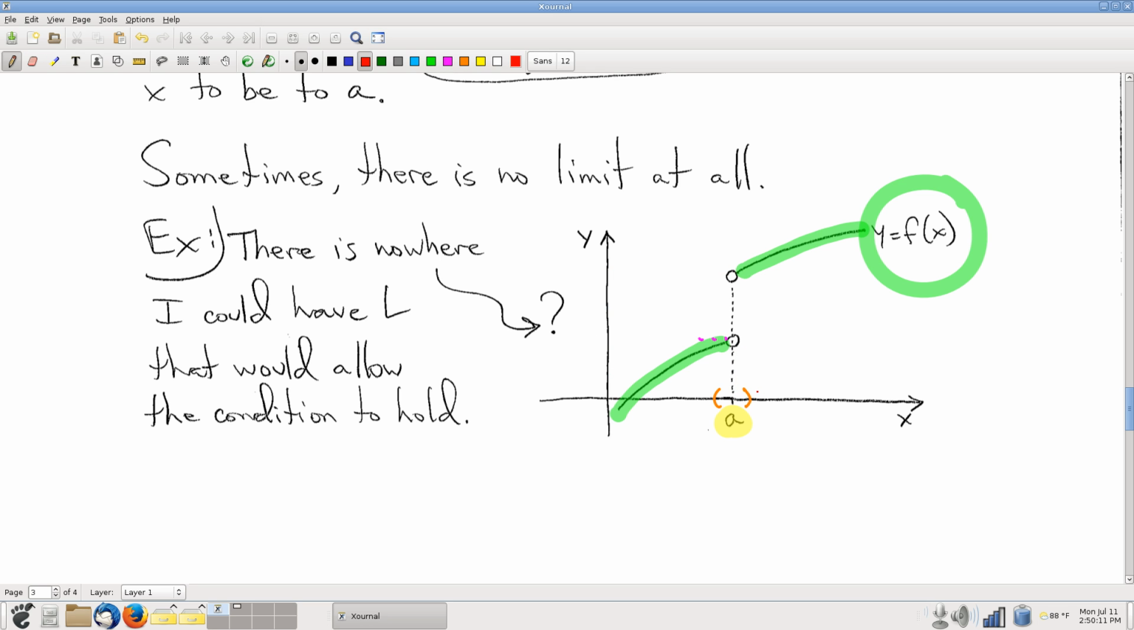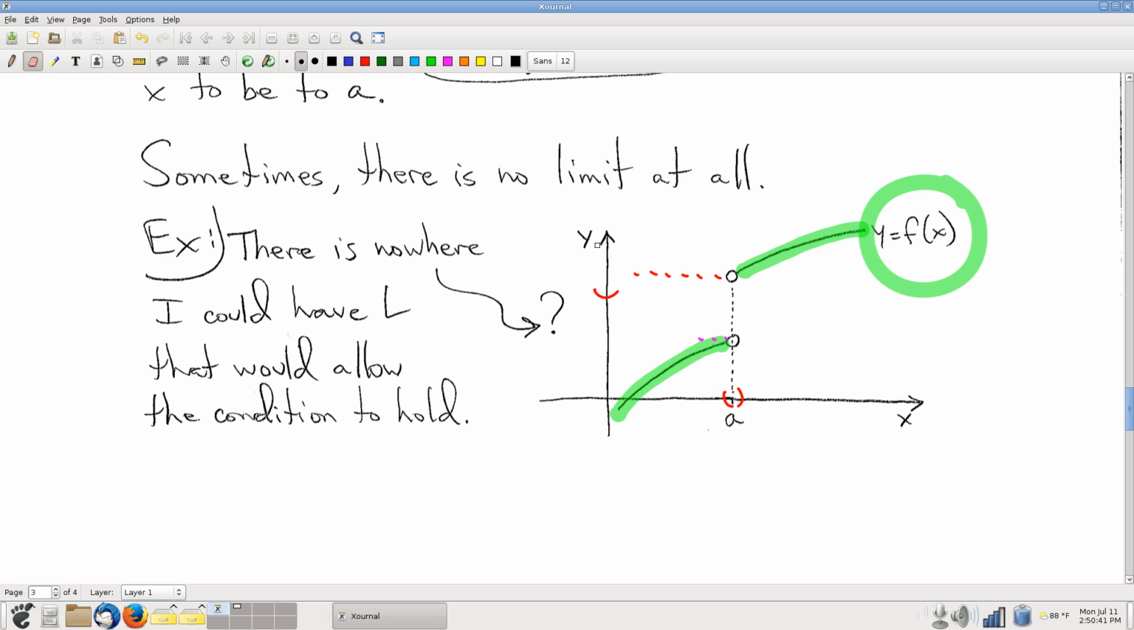What if I tried to show that this value here was the limit? Well, then consider this little interval. And no matter how close I require x to be to a, there will be some values over here on the left side that give values of the function outside of the allowed tolerance.